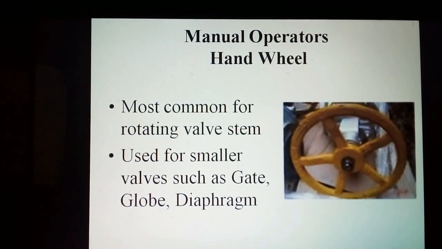Hand wheel is the most common means of rotating the stem on the majority of popular smaller valves such as gate, globe, and diaphragm. Additional operating torque for gate and globe valves is offered by hammer blow or impact hand wheels, which may be substituted for normal hand wheels if easier operation is needed, but where gearing is unnecessary.